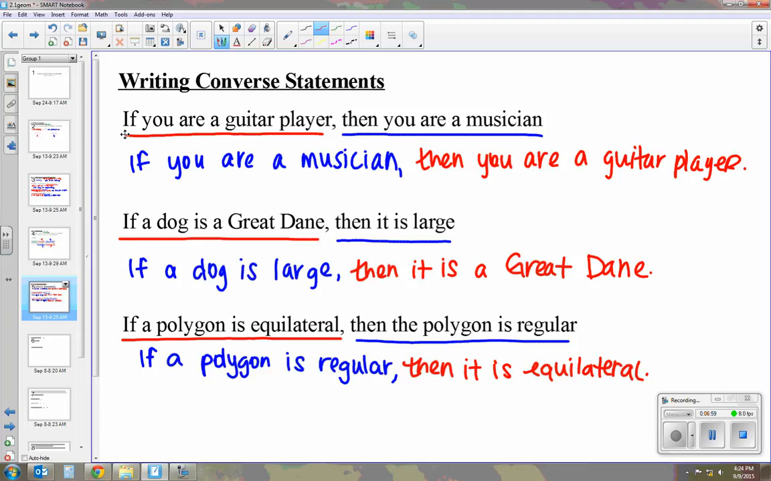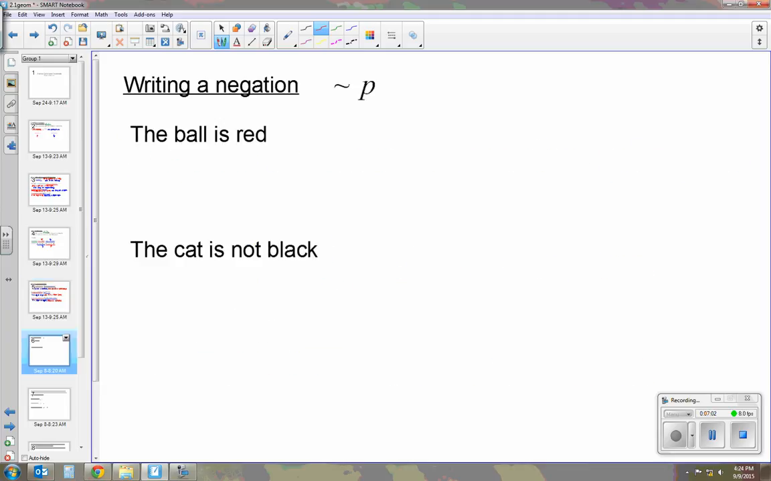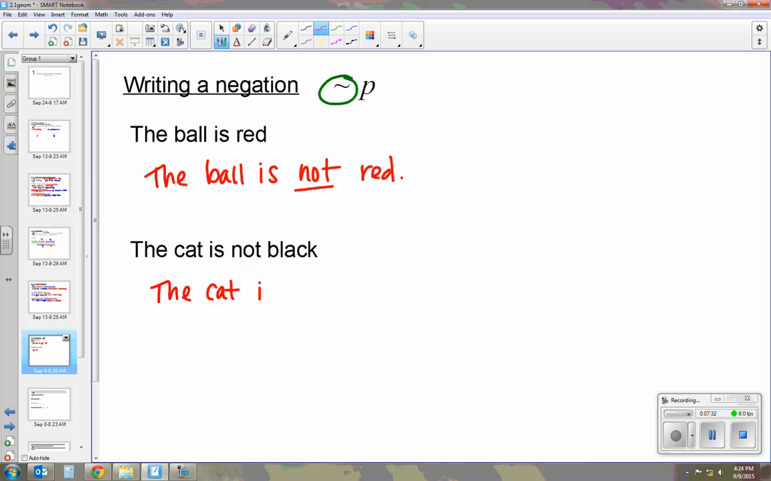And now our next piece is negating statements, writing a negation. And if we look at our symbol up here, if I want you to negate a statement, I'm going to put a squiggly mark right in front of it. So that tells us we have to negate a statement. So if we take something like the ball is red, to negate it, it's very simple. We just say the ball is not red. And we can go the other way. This one, the next one, says the cat is not black. So to negate it, we say the cat is black.